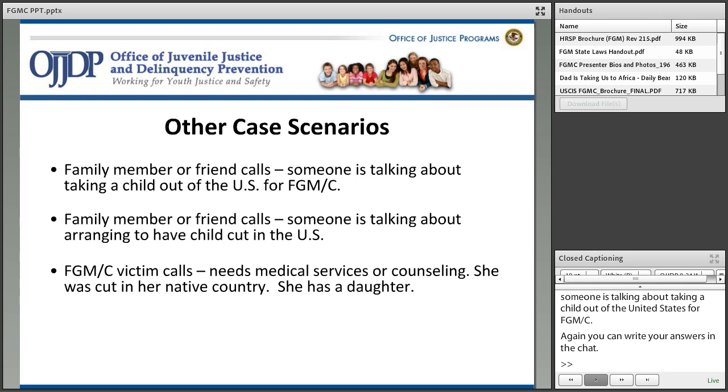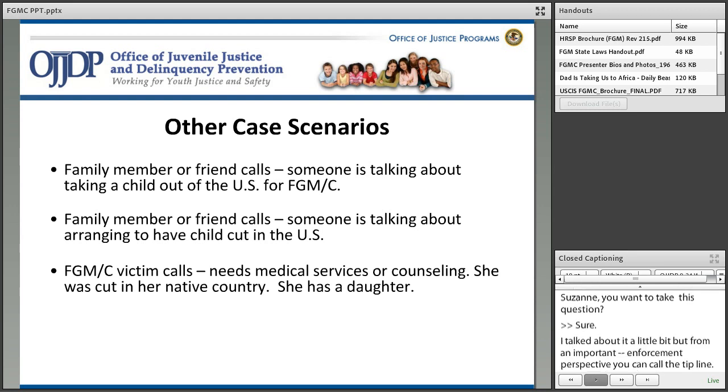Sure. I talked about it a little bit, but at least from an enforcement perspective, you can call the ICE tips line, and because we're within the same Homeland Security and we work with Customs and Border Protection, we can work on seeing that if the child actually is bought an international ticket, that the parents or whoever travels with them are interviewed.